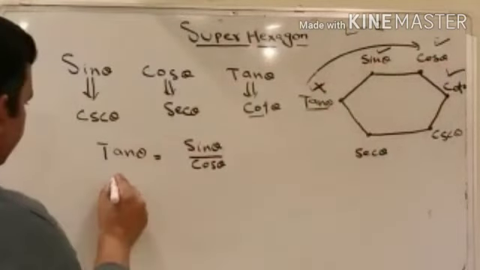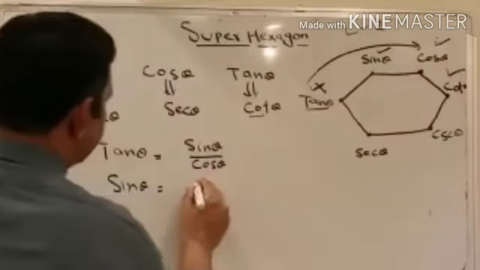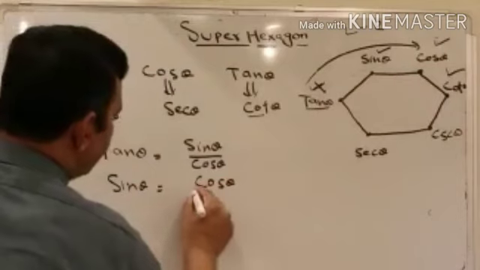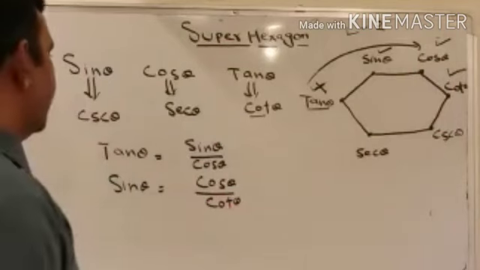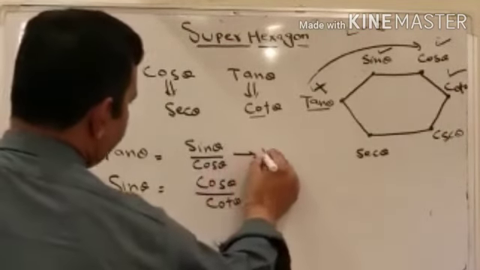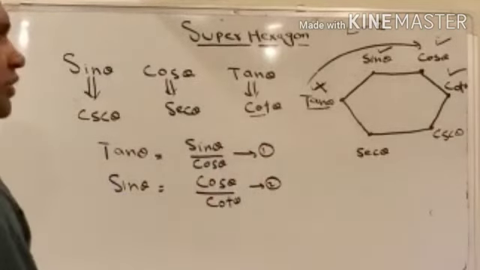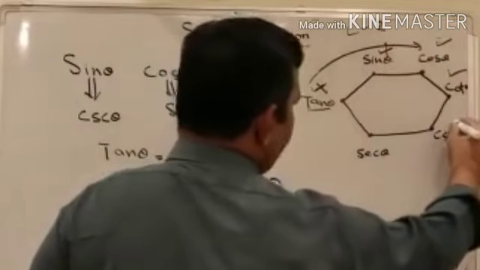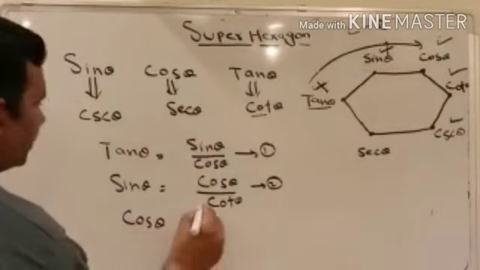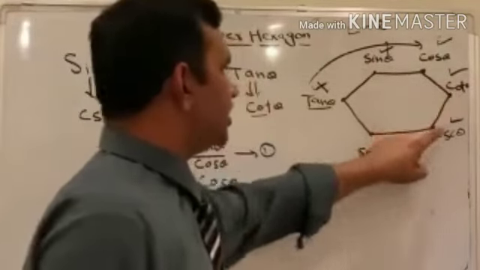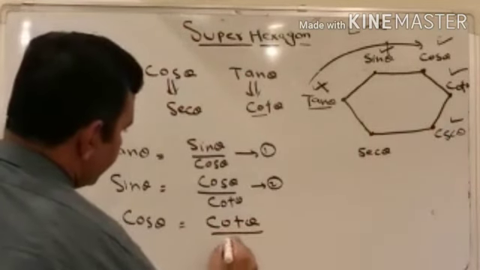Now the first one, sin theta, will be equal to cos theta divided by the next one, cot theta. In this way we obtain the second identity, then the third identity. Move on, cross this and include this. Cos theta now will be equal to cot theta divided by cosecant theta.